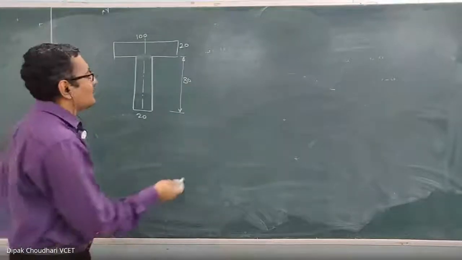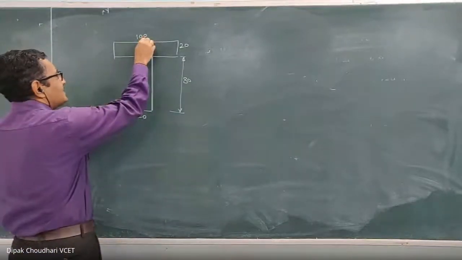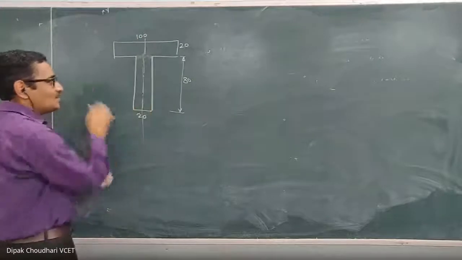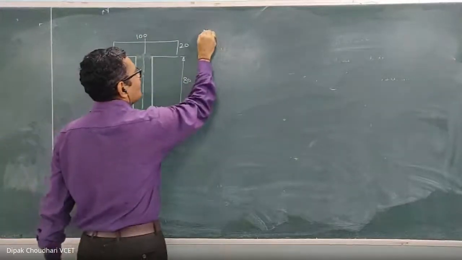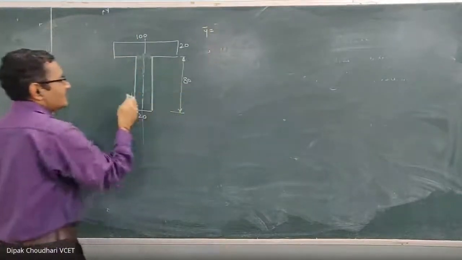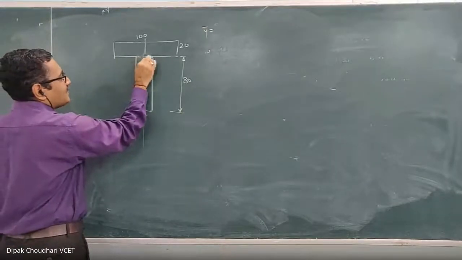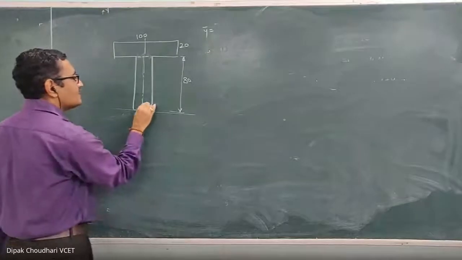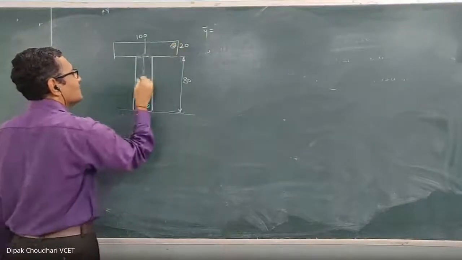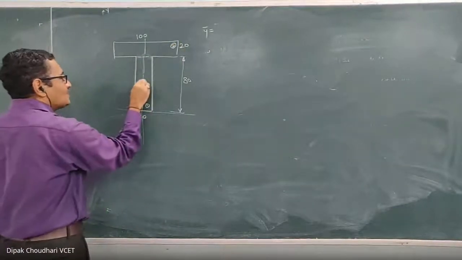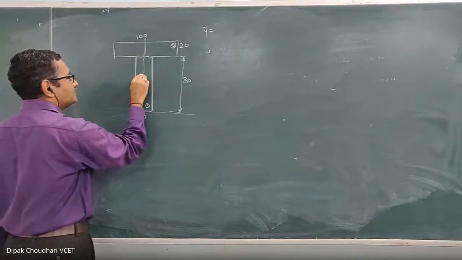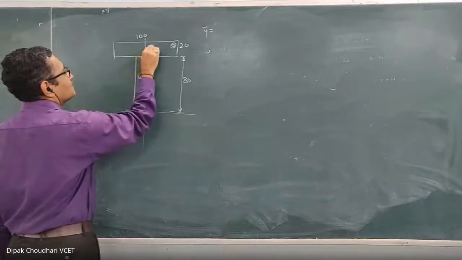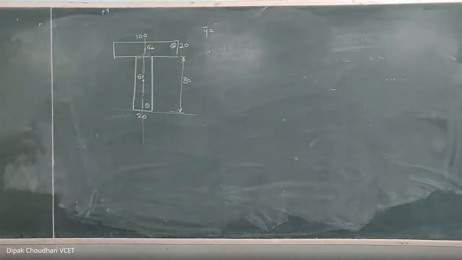So first we need to find the centroid. This T section is always symmetrical about this vertical line, which means no need to calculate the x bar, you have to calculate only y bar. Let's split it into two parts and calculate the y bar with respect to this bottom line. Consider this is rectangle 1, this is rectangle 2. For rectangle 1 its own centroid lies at its midpoint G1, and for this it is G2.